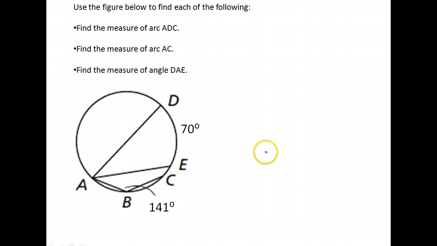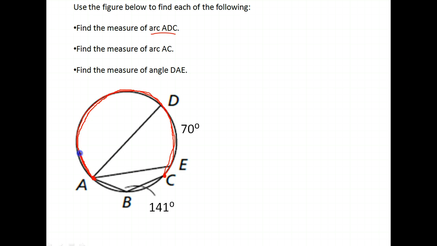All right, let's try this question with what we've learned here. Use the figure below to find each of the following. So first, we're going to find the measure of arc ADC, okay? So we start at A. We're supposed to go through D. So I'm going through D on my way to C. Okay, well, that's a pretty big arc. It covers a lot of the circle there.